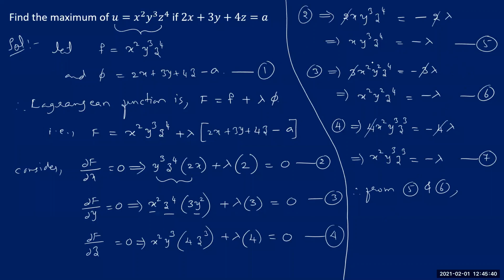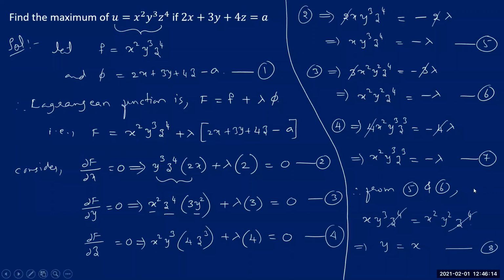From these two equations I can equate the left hand sides. So we get x y cube z power 4 is equal to x square y square z power 4. Now I can cancel this z power 4 on either side, and I can cancel one x, so I'll get one x on the right hand side, and on the left hand side I can cancel y square. So we'll get y on the left hand side. So we get simply y is equal to x. Let me take this as equation number 8.